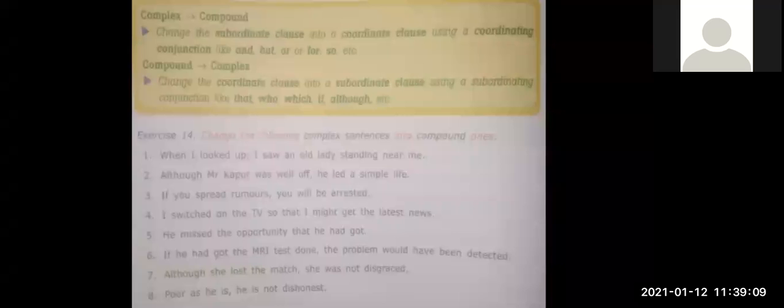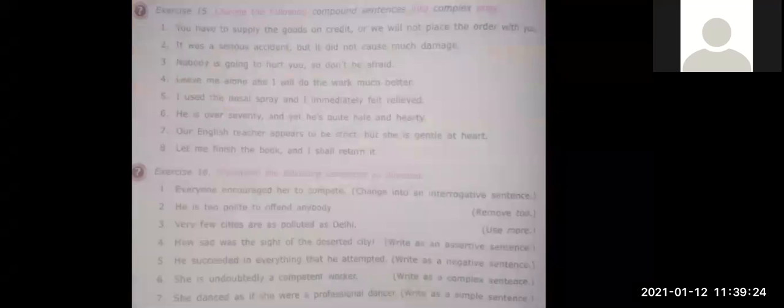Rest of the sentences of this exercise, students, you all will do it yourselves. Right? Rest of the sentences means you've got 6 sentences left in the same exercise. If you get any problem, you'll ask me, and your doubts will be removed. Exercise 15, change the following compound sentences into complex ones.